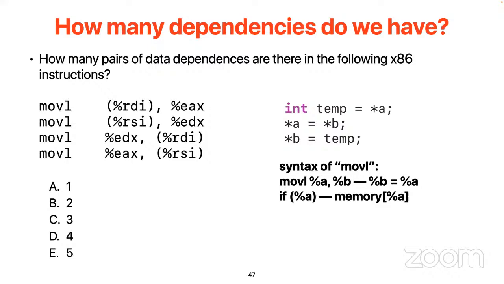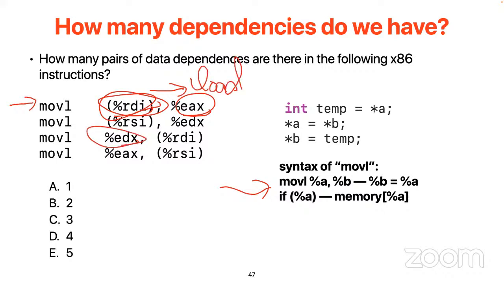Here I put a syntax of movl, because I feel a lot of us have already forgotten the x86 syntax. A few things you need to remember: if you have parentheses outside of the register name, it means it's a memory location. If you are moving something from a memory location to a register, then it's a load. And if you are moving something from a register to a memory location, this is a store. So this is the code of swap.